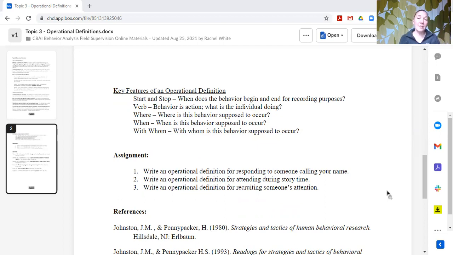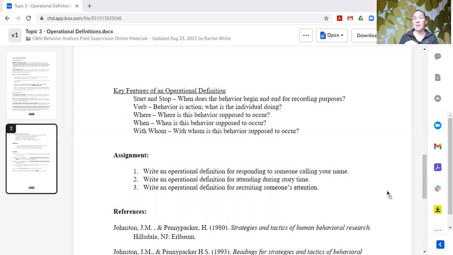What about attending during a story time or a group lecture, right? So if you work with individuals that are in upper grades or in college or might attend meetings, use meetings instead of story time, right? What does attending look like in this situation? Do they have to be looking at the person? Or could they be taking notes instead? Do they need to be sitting in a certain way, or do they just need to be sitting where they're not spread out and in contact with other people? Write the verb, the stop, start, the where, when, and with whom.